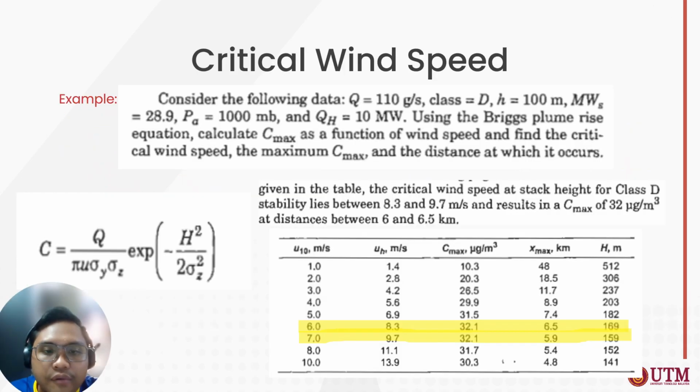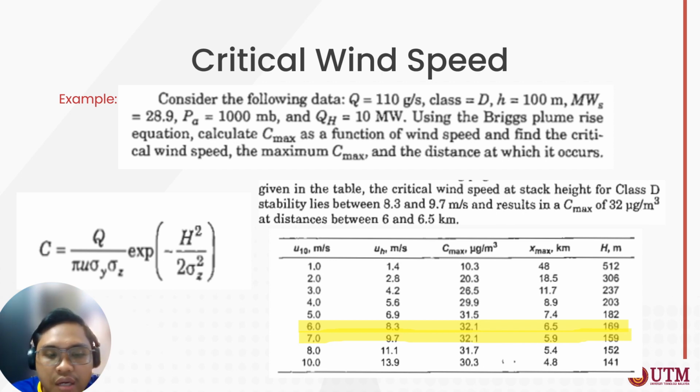Alright, this is one of the examples of critical wind speed. Consider the following data: Q equal to 110 grams per second for class D with stack height 100 meters, MW which is 28.9, PA equal to 100 MB, and QH equal to 10 MW. Using the Briggs plume rise equation, calculate Cmax as a function of wind speed and find the critical wind speed, the maximum Cmax, and the distance at which it occurs.